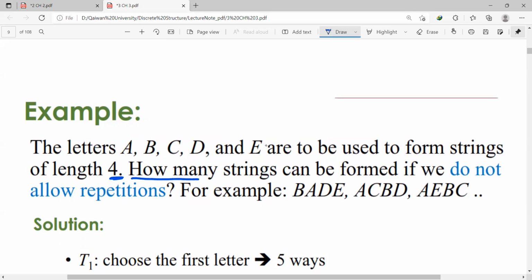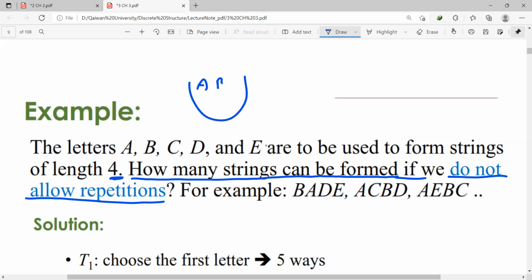It says, how many strings can be formed if we do not allow repetitions? That means we cannot use A twice, or the same for B, C, D, and E. We cannot use repeating letters in a word. For one word, if we pick the first letter, let's say we have A, B, C, D, E. If we choose a letter here, how many ways do we have? 5. So choosing the first letter is 5.